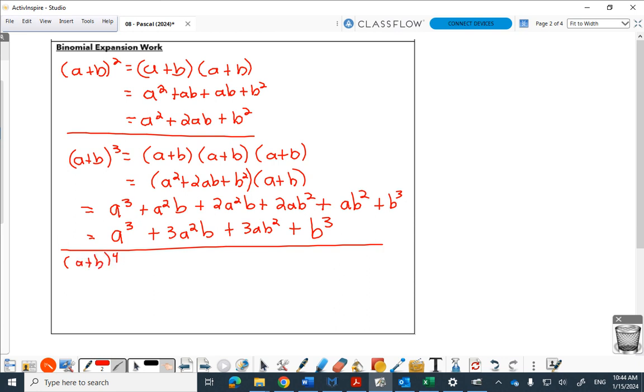(a + b)^4 is (a + b) times (a + b) times (a + b) times (a + b). Do you see the magnitude of the problem here? When you're expanding out binomials, things get out of hand in a hurry because there's so much foiling to do.